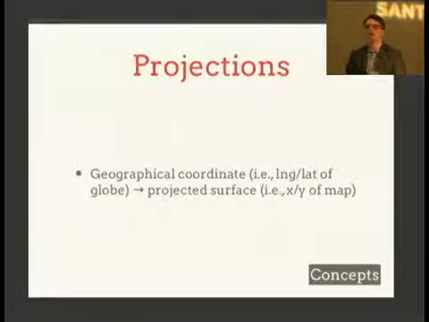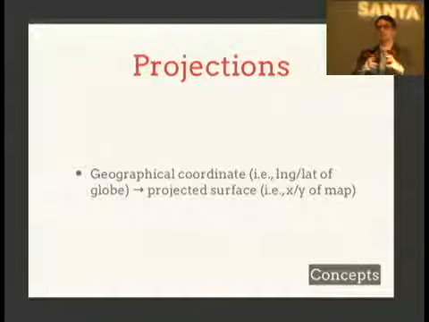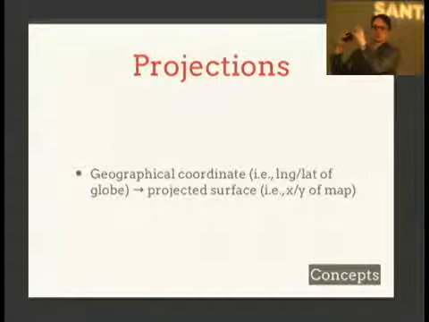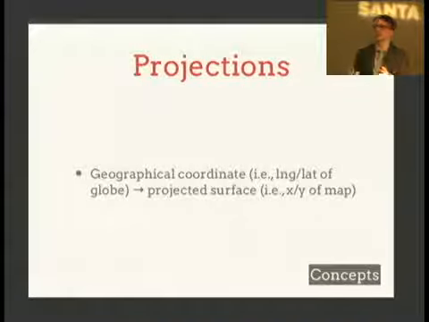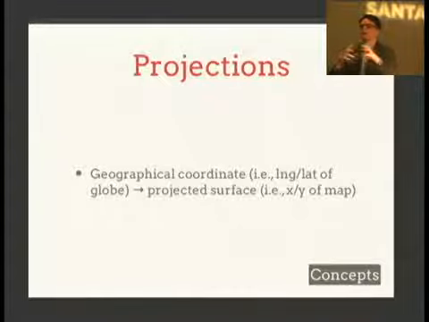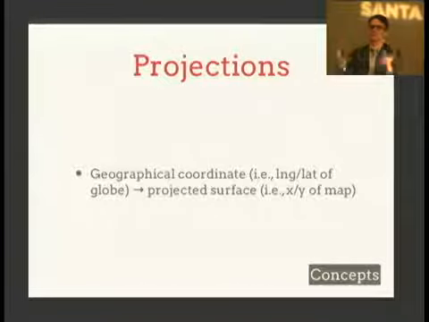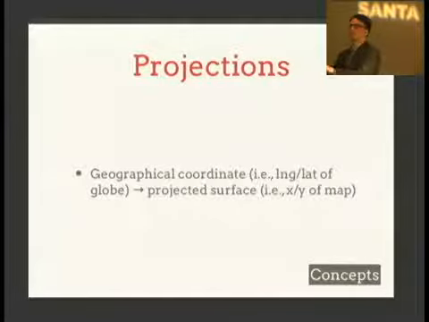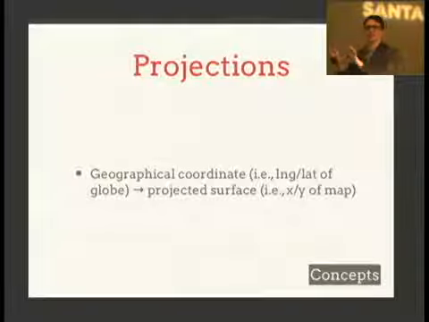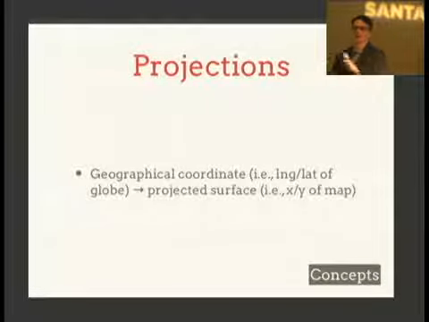Projections. A projection is how we go from the ellipsoid or spheroid Earth to a flat surface. You can think of it as if you were peeling an orange and had the skin of the orange peeled off, how would you flatten it onto a surface? That's one way of thinking about it. You can't quite get a perfect rectangle. You've got to make some trade-offs.